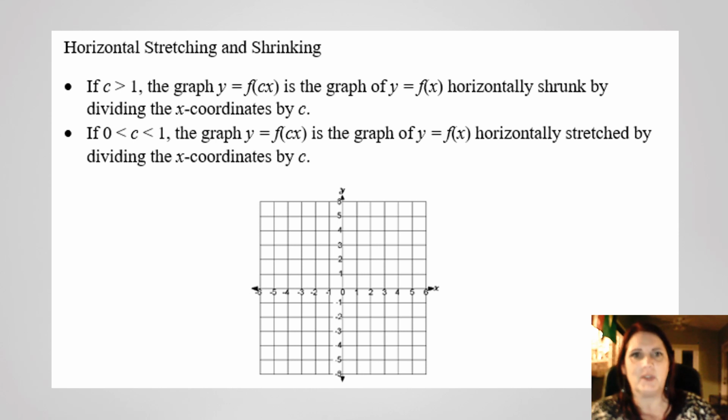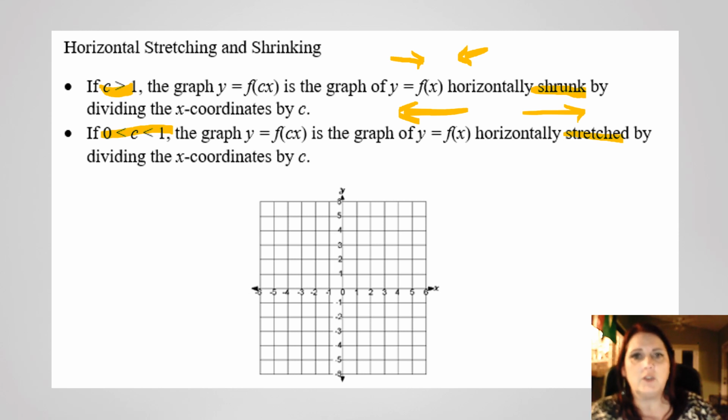Okay, so we're going to do horizontal this time. Horizontal stretching and shrinking. And when we are stretching and shrinking, it's going to feel different or backwards when we do anything horizontally. Because when C is greater than 1, we're actually going to be shrinking it. That means we're going to be pulling it in towards itself. And when it's between 0 and 1, it's going to be stretched. We're going to be pulling it away from itself, making it wider.